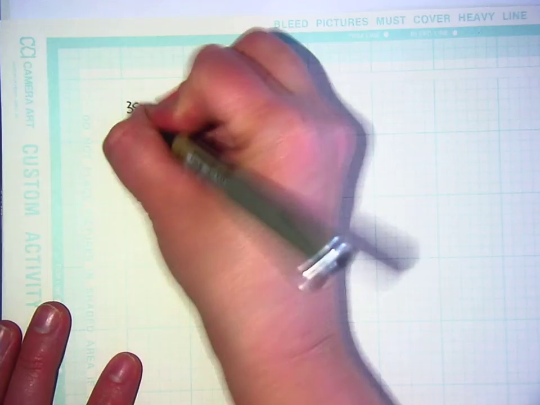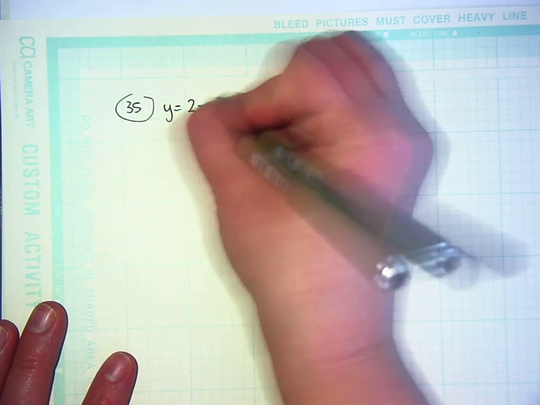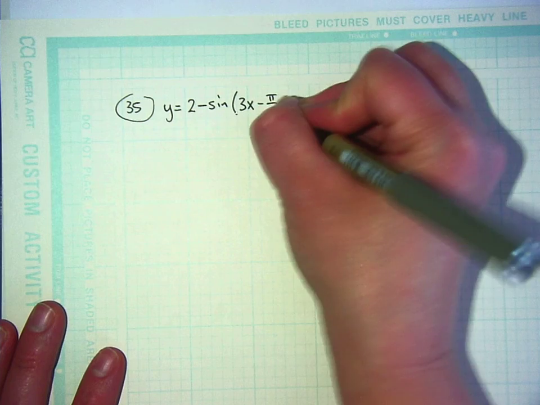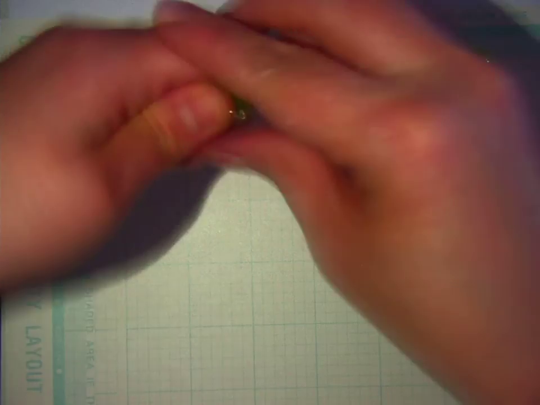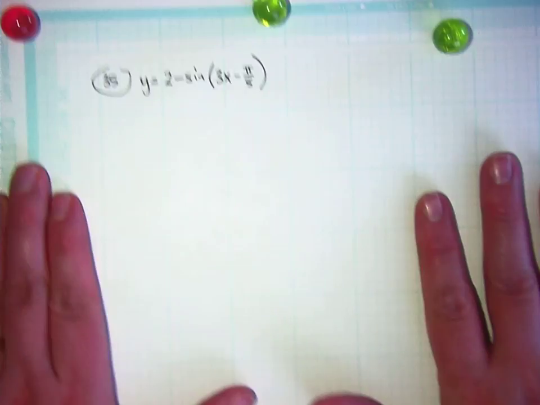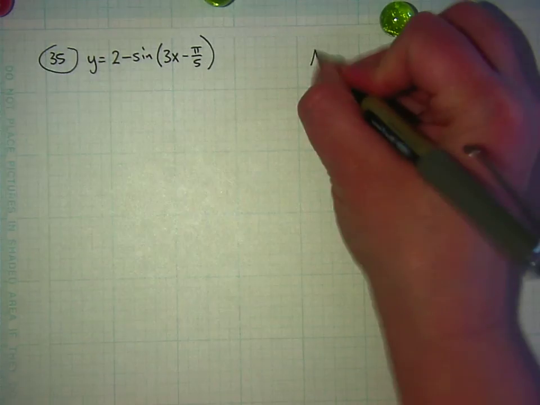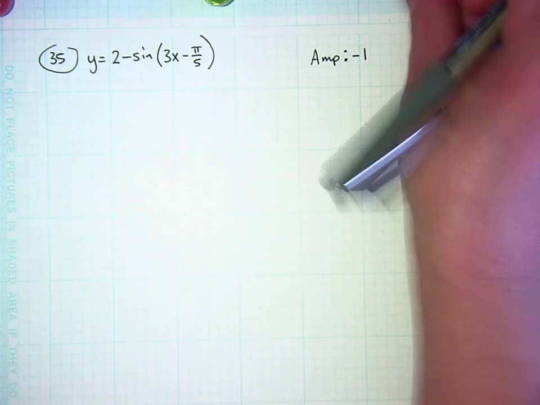All right, 35 is y equals 2 minus the sine of parentheses 3x minus pi over 5. Ugh, gross. All right. Let's write all of our info on the side first. Amplitude. -1. Does everybody understand and agree? Yes.